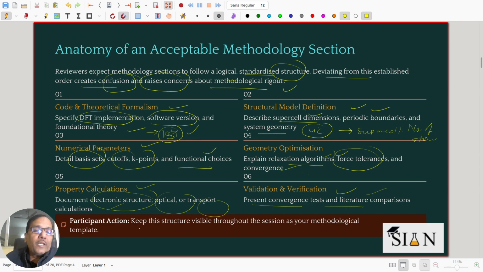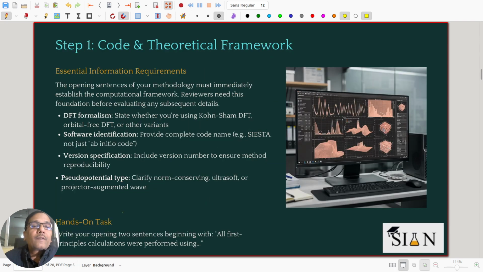So dear participants, keep this structure visible throughout the session as your methodology template. So this is the template methodology. When you start writing the methodology of your paper, write it in this sequence and submit it in the group. This is one formal assignment, and we can discuss it during the discussion. So now let's start one by one.